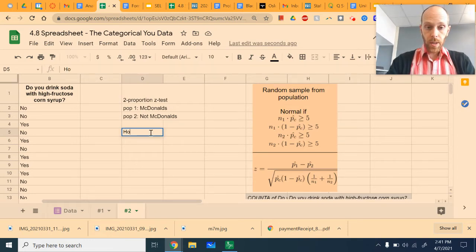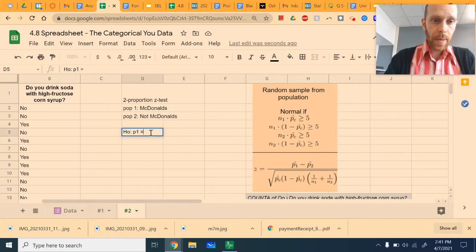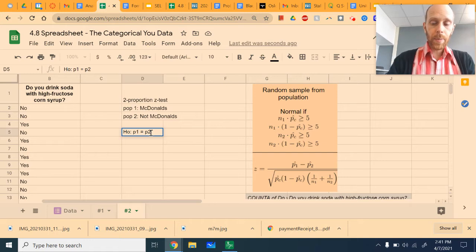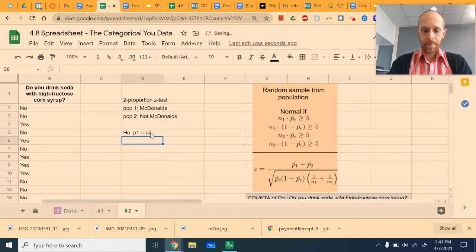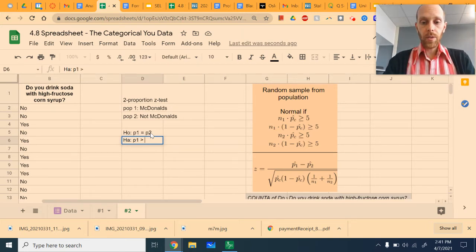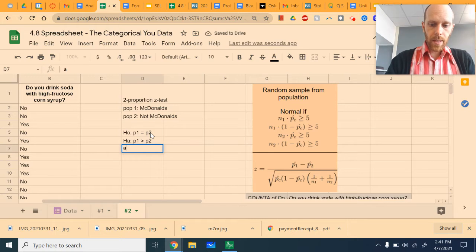Hypotheses. So our null hypothesis is going to be that the proportion of the McDonald's people that are drinking soda and the proportion of the non-McDonald's people that drink soda is the same. Alternative hypothesis, the people that eat at McDonald's are more likely, greater than, to drink the soda than those that do not eat at McDonald's. Our alpha, once again, is going to be 0.05.